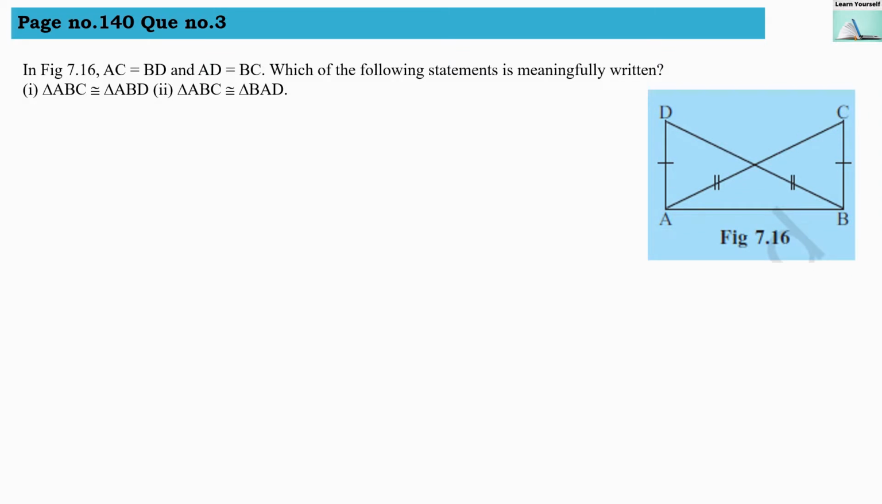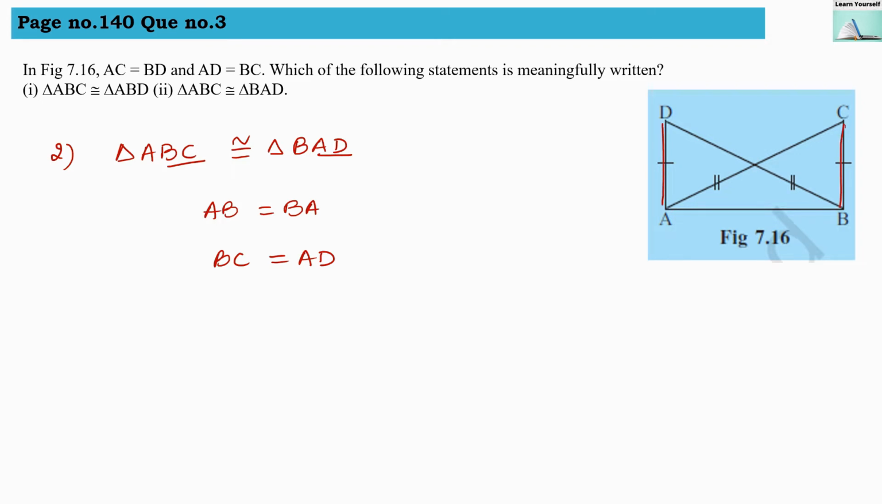Now let us check the second statement. The triangle ABC is in congruence with triangle BAD. So as per the name, let us find out whether they are congruent with each other or not. So first, AB is equal to BA. Yes, they both are common sides, AB and BA. So yes, they both are equal. Then second, BC and AD. So BC is equal to AD. Let us check in the figure. So BC is this and AD is this. Yes, it is already given in the question that they both are equal.